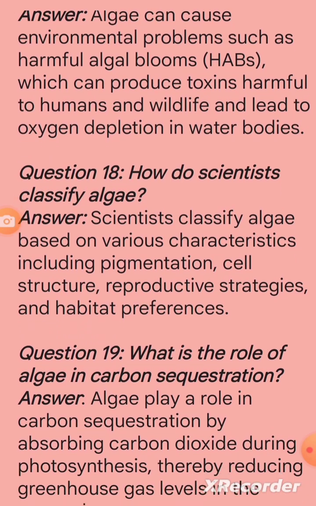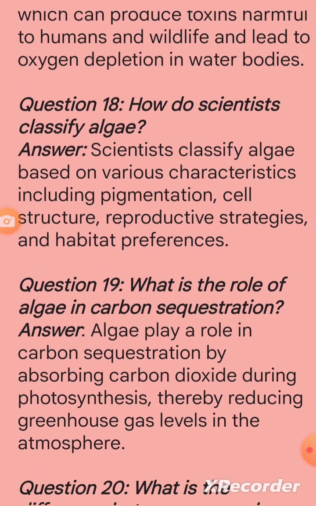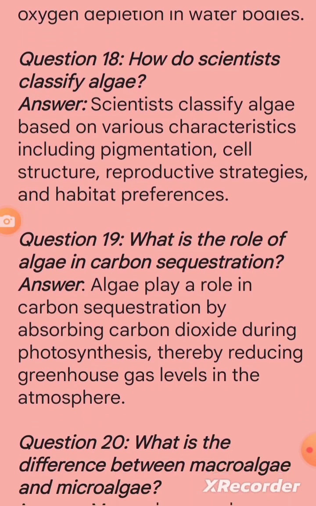Question 18. How do scientists classify algae? Answer. Scientists classify algae based on various characteristics including pigmentation, cell structure, reproductive strategies, and habitat preferences.